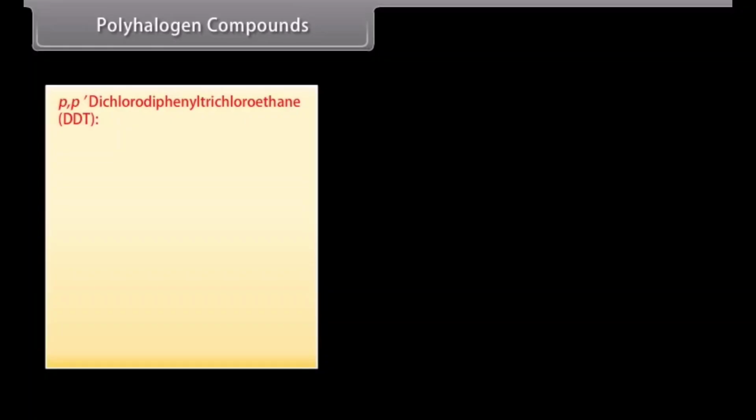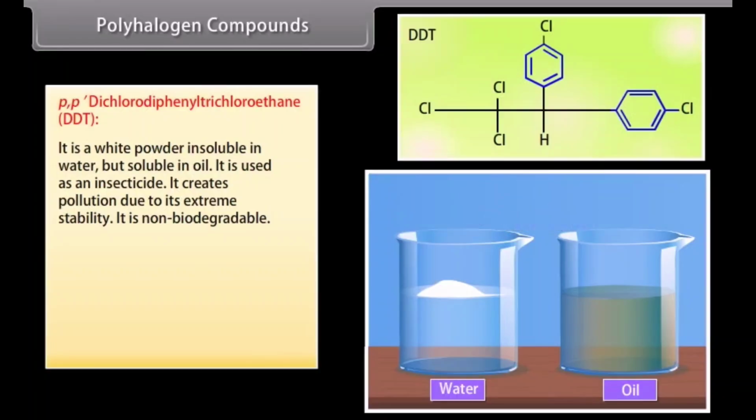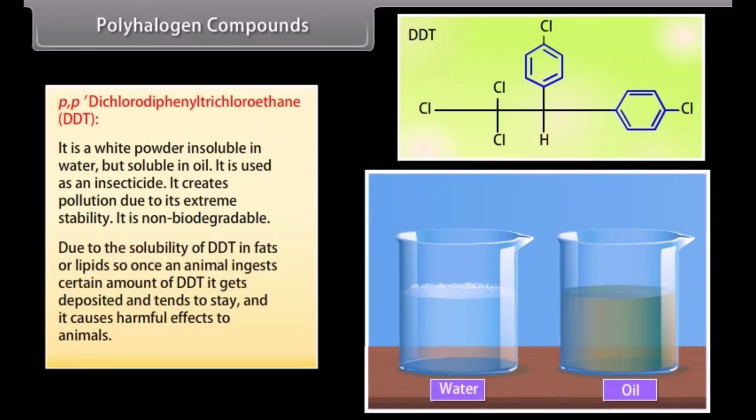p,p'-dichloro-diphenyl-trichloroethane. It is a white powder, insoluble in water, but soluble in oil. It is used as an insecticide. It creates pollution due to its extreme stability. It is non-biodegradable. Due to the solubility of DDT in fats or lipids, once an animal ingests a certain amount of DDT, it gets deposited and tends to stay, and it causes harmful effects to animals.